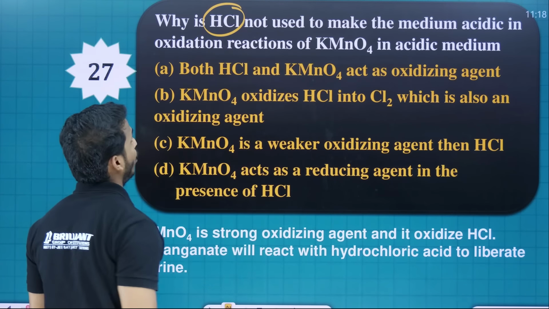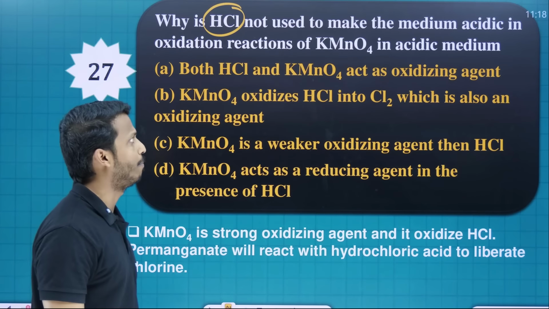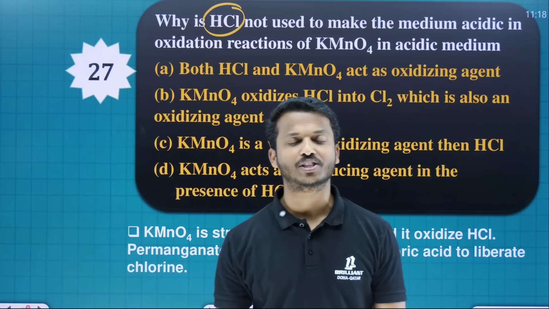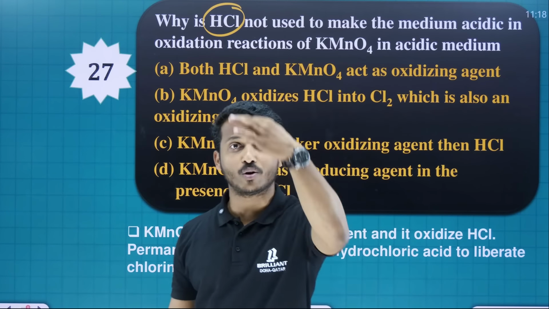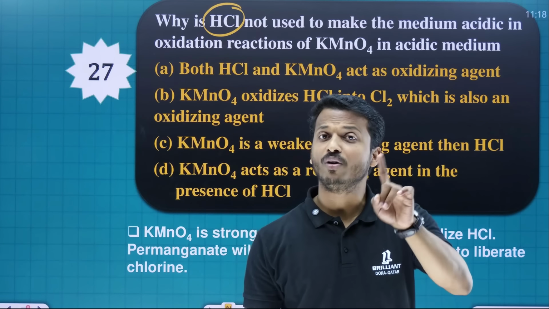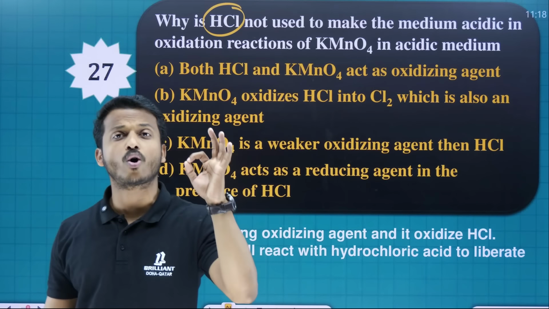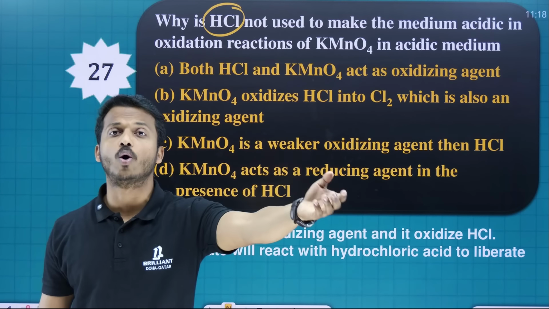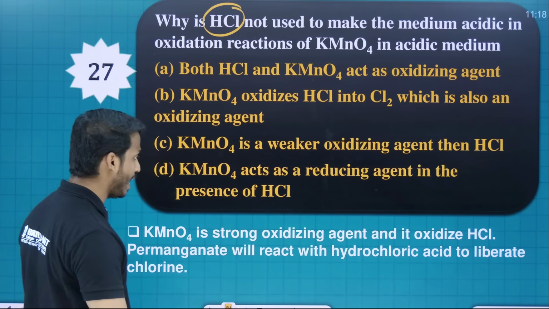Why is HCl not used to make the medium acidic in oxidation reactions of KMnO4 in acidic medium? Normally, when you do a volumetric titration with KMnO4 in the burette and want to acidify it, you acidify with H2SO4, right? We won't use HCl. Why? KMnO4 is a very strong oxidizing agent, so it will oxidize the HCl to Cl2.